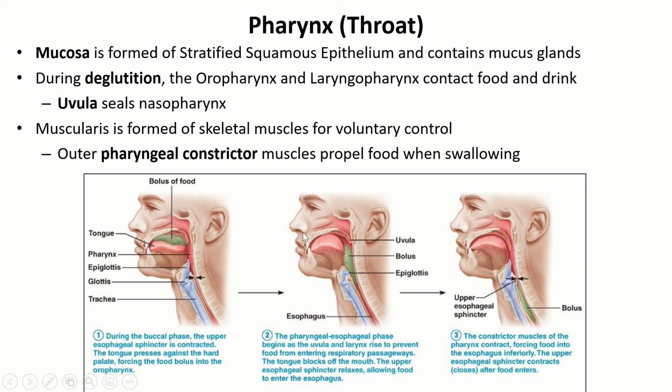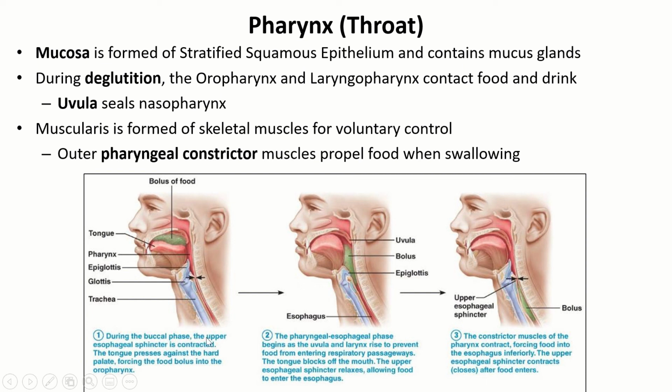So the idea right here is that food, or that bolus, begins to be propelled downwards, and you have what's called an upper esophageal sphincter that closes and tries to prevent regurgitation of the bolus back up. Because as you can see, now the epiglottis is no longer blocking the airway. You would aspirate any of that food if that sphincter were to release.